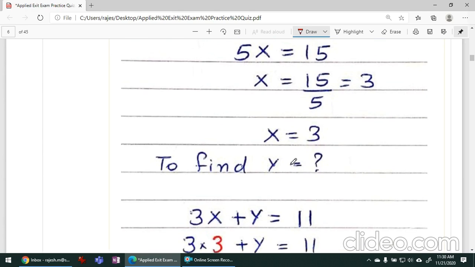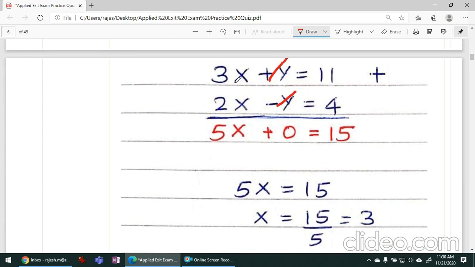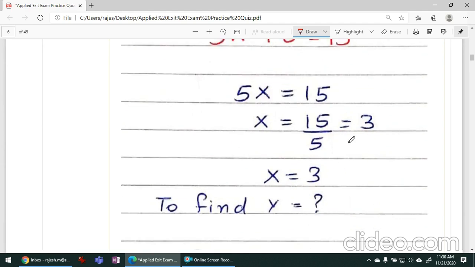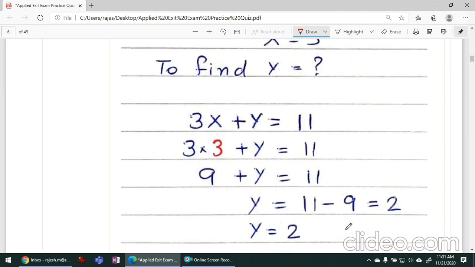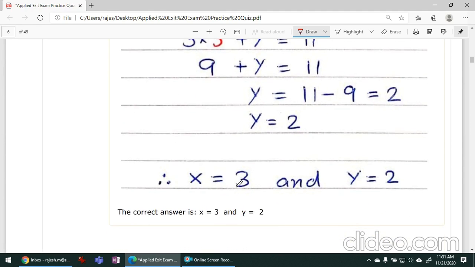Now how will you find y? You take the first equation again, 3x plus y equal to 11. Now substitute x. What is x? X is 3. So you change x to 3. So 3 into 3 plus y equal to 11. So what is y? I want y. So this 9 should go to the other side. Plus 9 will come to the other side. It will become minus 9. So 11 minus 9 equal to 2. So y is 2. So now you have x equal to 3 and y equal to 2.